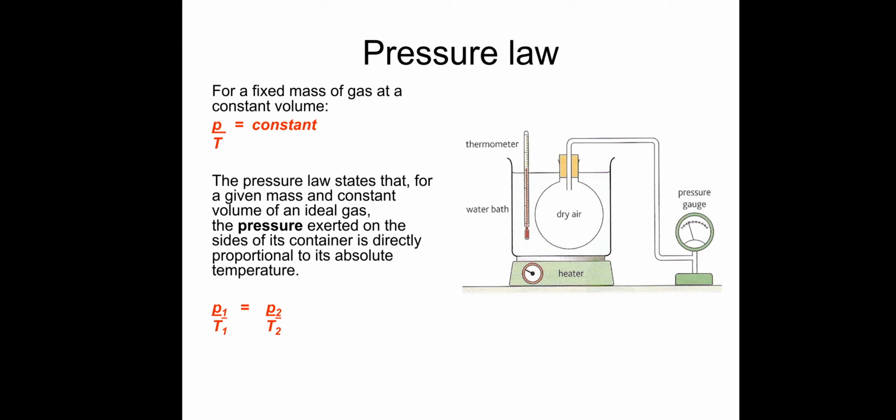But it's proportional. So if you double the temperature inside the can, you're going to get double the pressure because the volume is constant. And P1 over T1 equals P2 over T2 is the pressure law. So let's utilize that with a quick question. Let's pause and have a go.